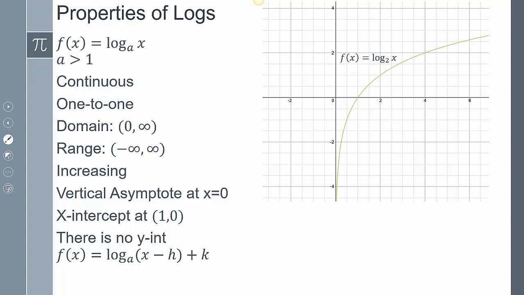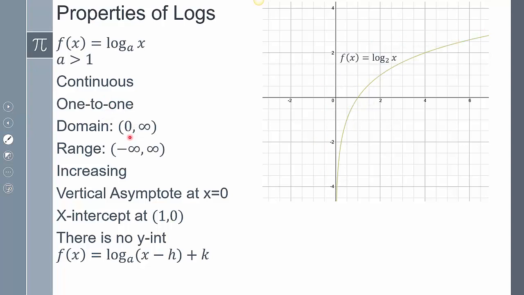Now when graphing, these are going to be the different properties of logs. So we're going to have log base a of x, where a is greater than 1. When a is less than 1, it starts creating reflections, but that's not something we're going to discuss in this class. They're all going to be continuous, as you can visualize here. They're all 1 to 1, so it passes that horizontal line test.